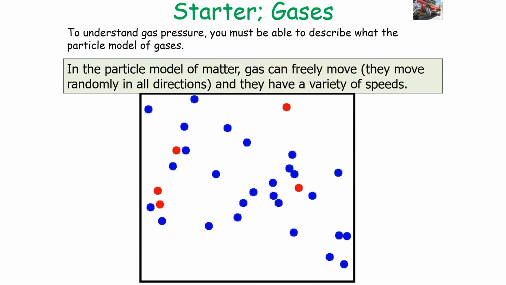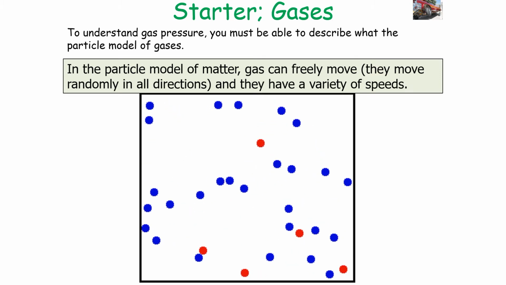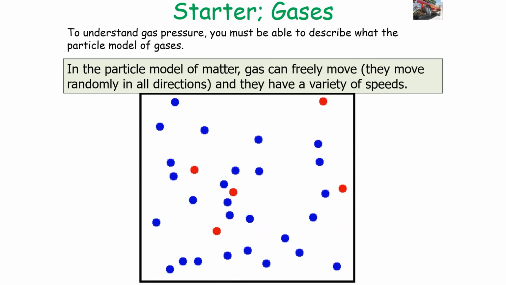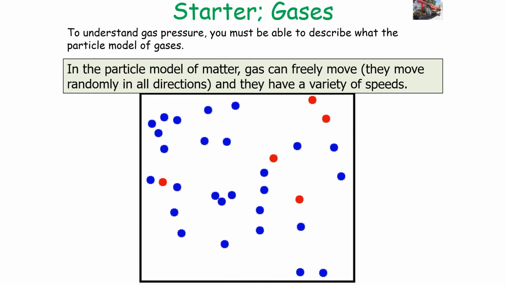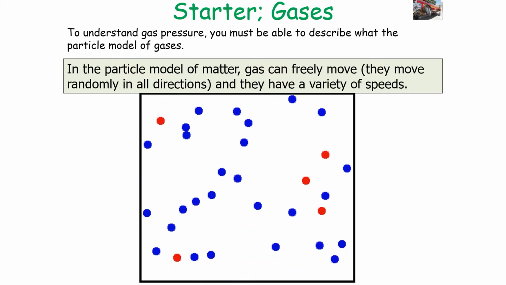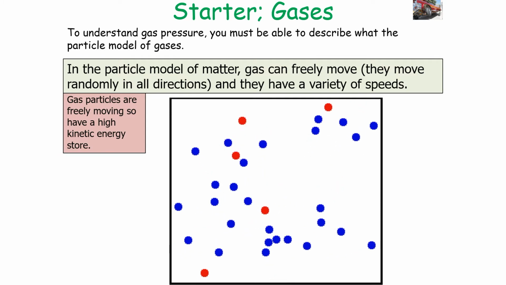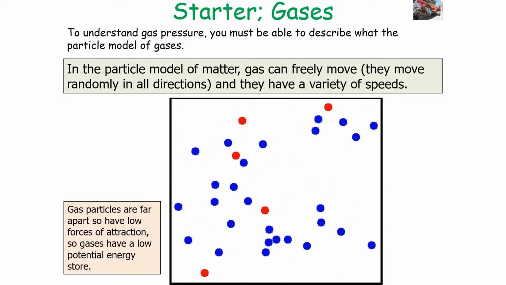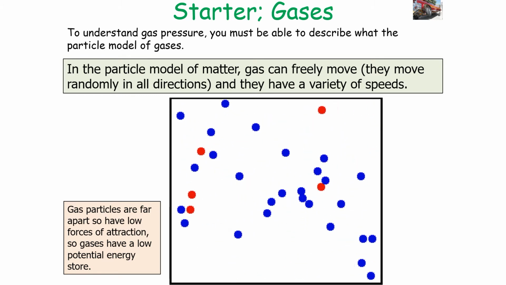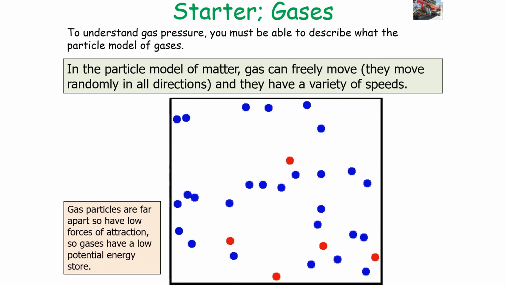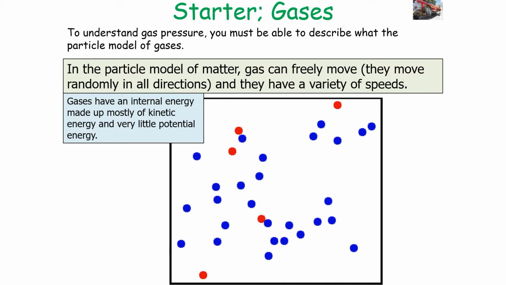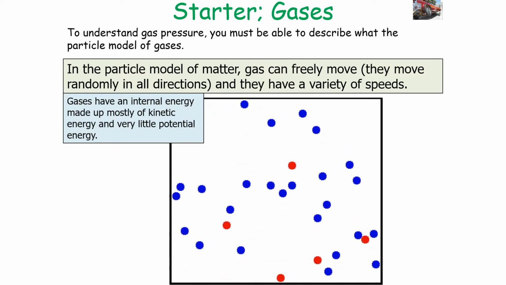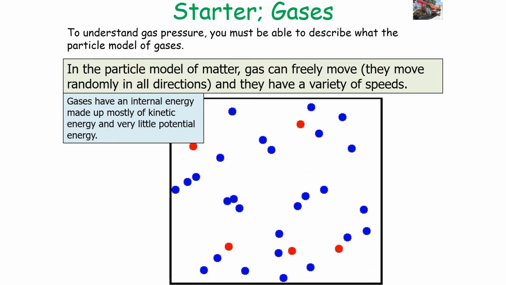Now, to understand gas pressure, you must be able to describe what the particle model of gases is. So in the particle model of matter, gases can move freely, randomly in all directions, and they can have a variety of speeds. Gas particles are freely moving, so have a high kinetic energy store, but they're far apart, so have low forces of attraction, so the gas would have a low potential energy store. This means that gases have an internal energy made up mostly of kinetic energy and very little potential energy.